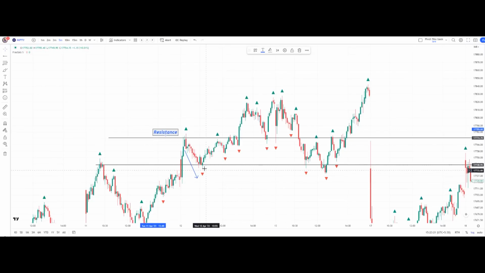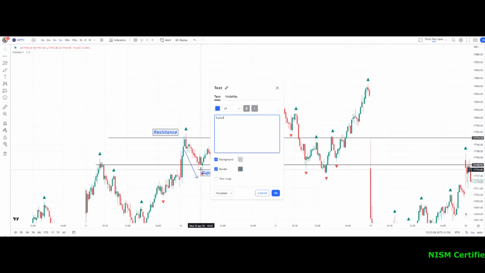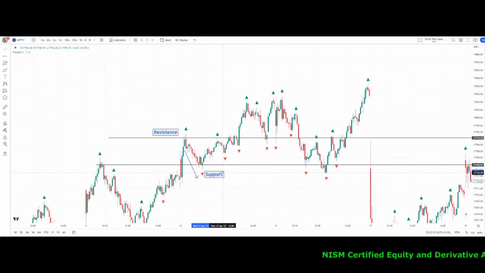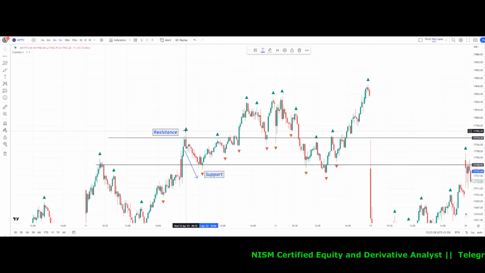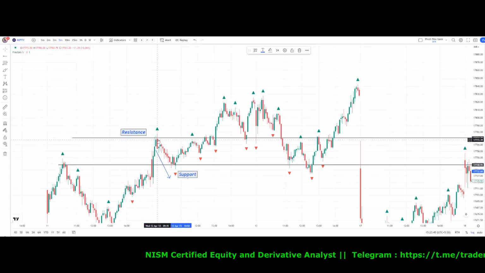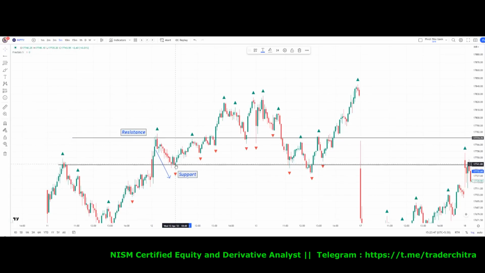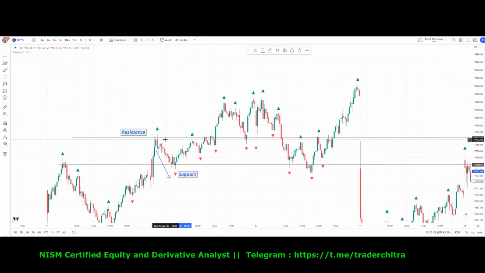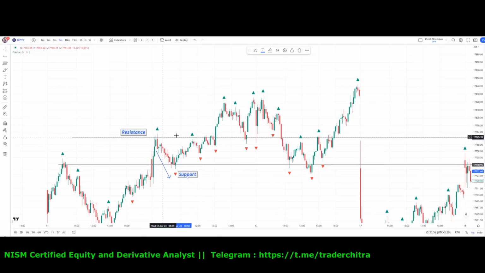This is the resistance and this is the support. Alright. So, at 9:35 the price touched the resistance zone, so we got a fractal there. We can look into the long trade only when this high is broken. After that, the price came to the support zone and we got a bearish fractal here. So, we will look into the long trade, as I already told you, when this resistance zone is broken.